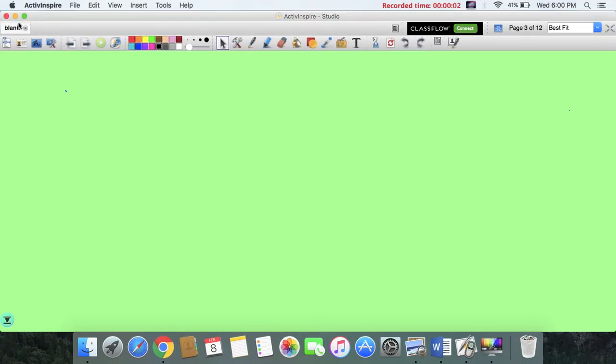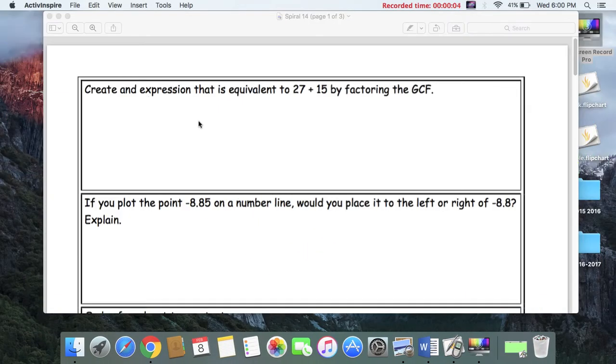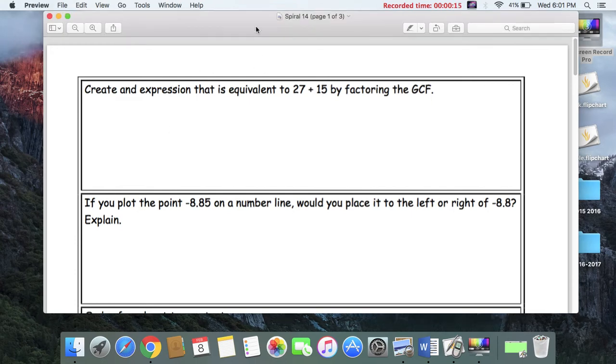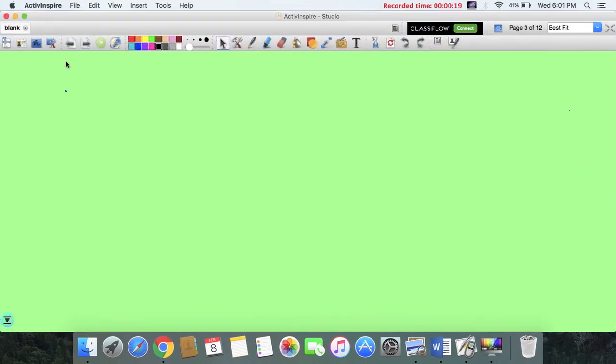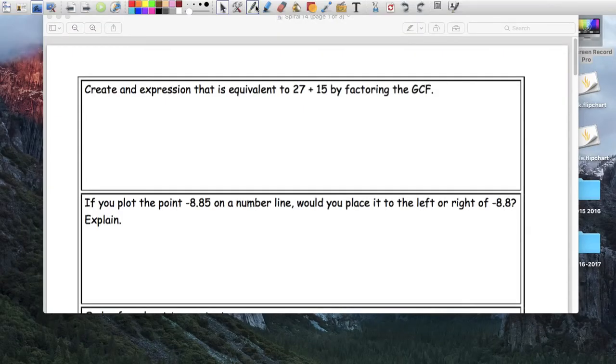Okay, hopefully it's recording. Yes, it is. Okay, let's get to this. Where am I? Create an expression that's equivalent to 27 plus 15. Oh, upside down. Okay, here we go. No, here we don't go. Technical delays. Alright, so 27 plus 15.